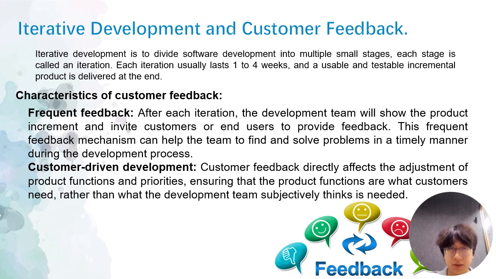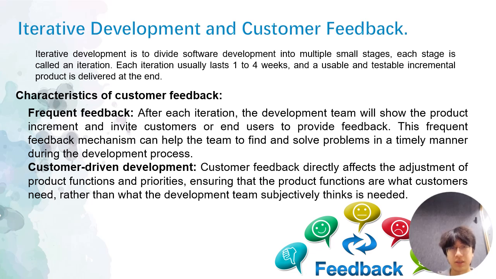And then I want to introduce iterative development and customer feedback. Iterative development is to divide software development into multiple small stages. Each stage is called an iteration. Each iteration usually lasts 1 to 4 weeks, and a usable and testable incremental product is delivered at the end. So iterative development and customer feedback are closely integrated to promote continuous product optimization.